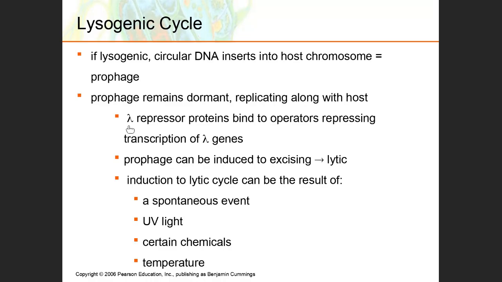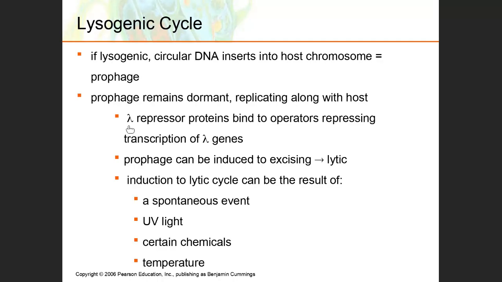Now, at some point, though, that prophage can decide to leave. It can decide to excise from the host chromosome. Excise means to cut it out. If lambda excises, if it cuts itself out, it will then follow a lytic life cycle. More copies of the virus will be produced, and they will kill that host cell. But at least for the time being, that host cell is perfectly fine. It's just carrying a dormant lambda phage.